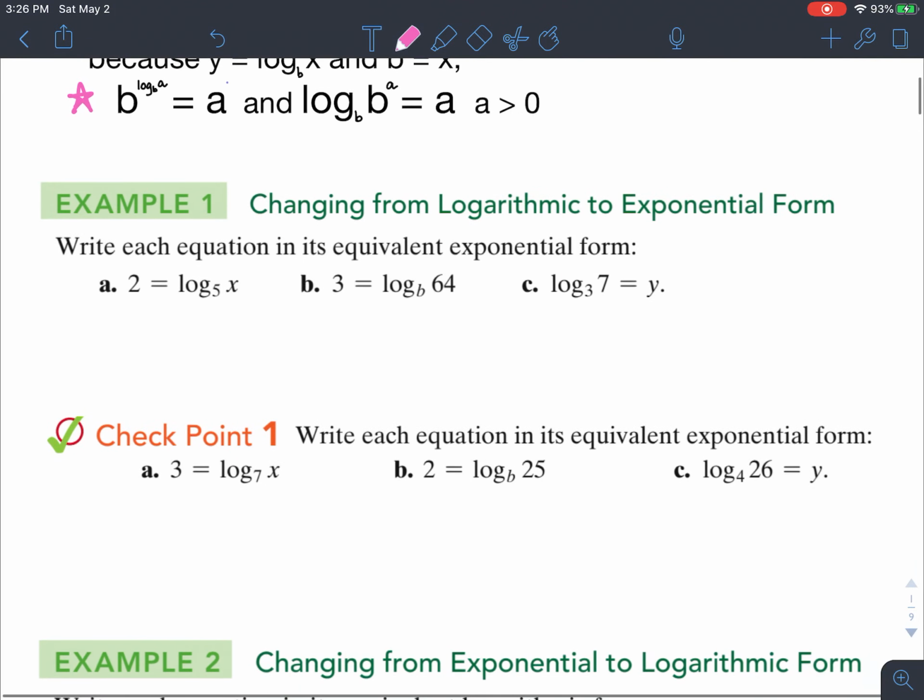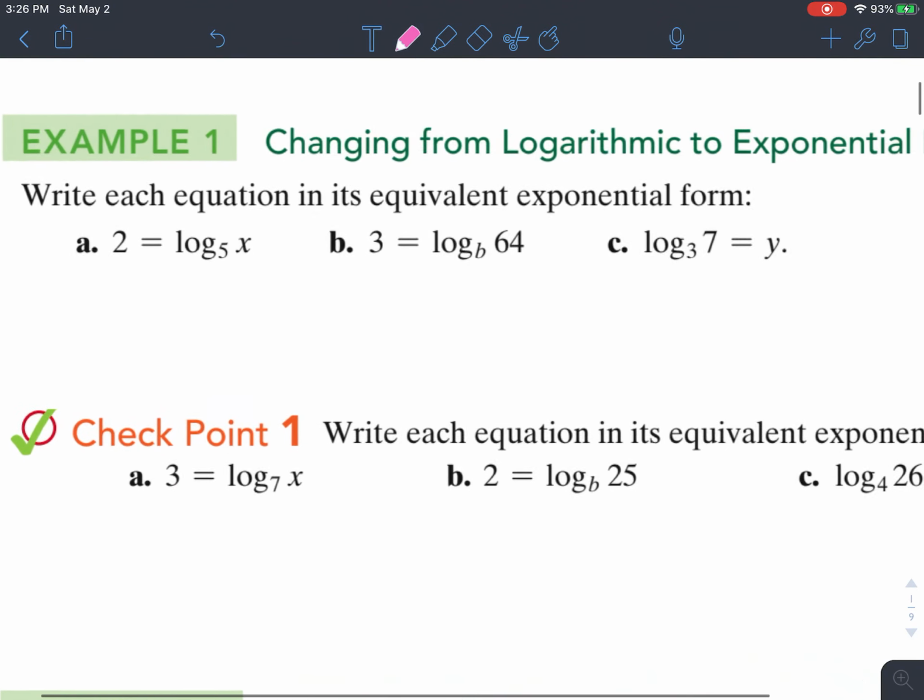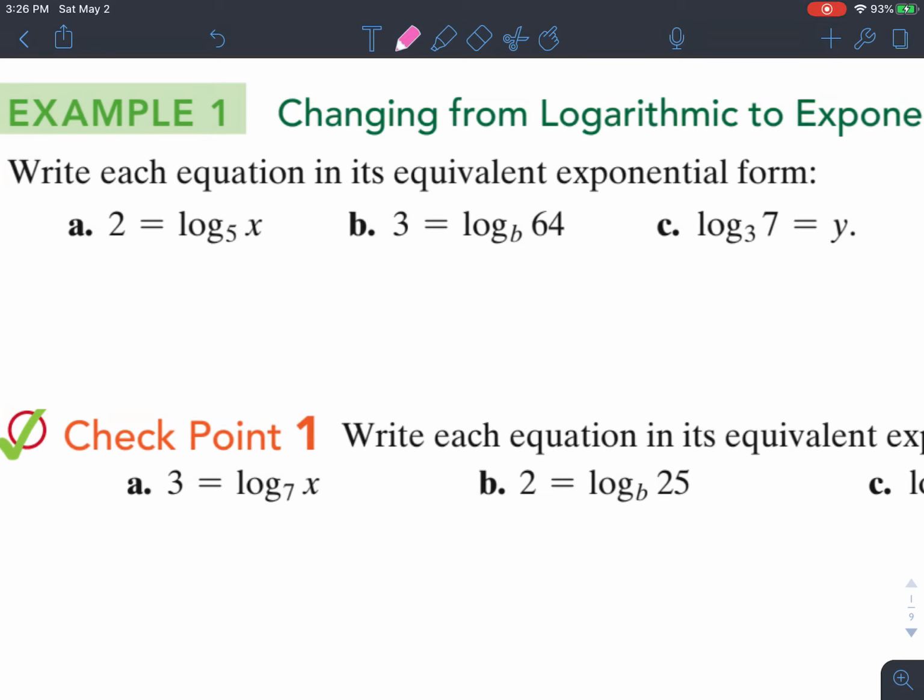Okay, so first thing we're going to do here is write each equation in its equivalent exponential form. So this takes some practice. You probably started it last year at the end of Algebra 2, but people don't always remember the rules. So here's how it goes. The base of the log is the base. This is the exponent, and that equals x. All right, let's try the next one.